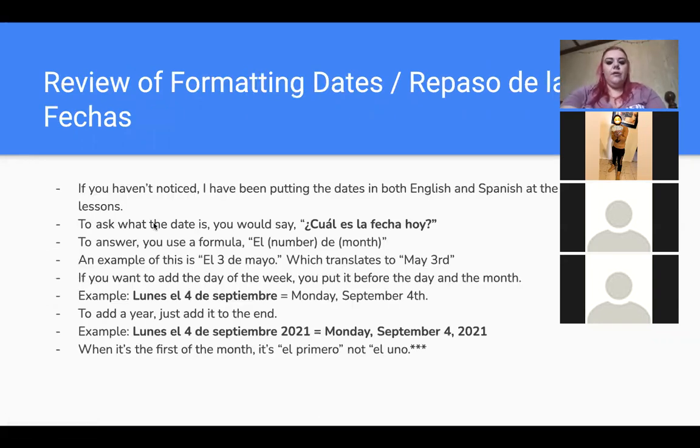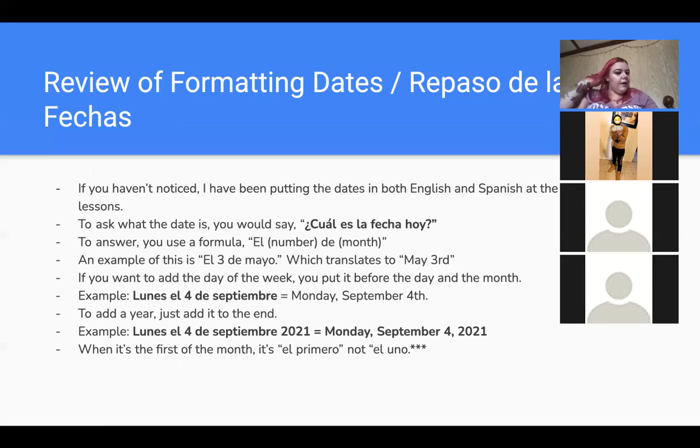So just a little bit of a review of the dates. Like I said, I've been putting the dates for our classes in both English and Spanish at the beginning of the lessons. And to ask what the date is, you would say, ¿Cuál es la fecha hoy? So ¿cuál pretty much means like which. It can mean what in certain contexts, which it does in this one. La fecha means date. Es is it, and hoy is today. So it literally translates to what is the date today.